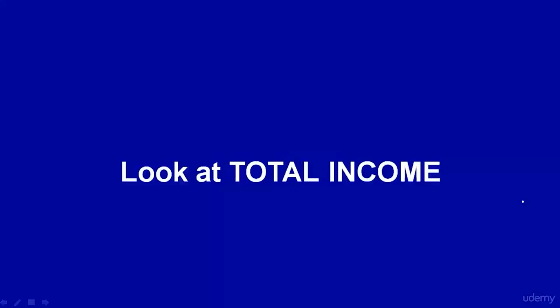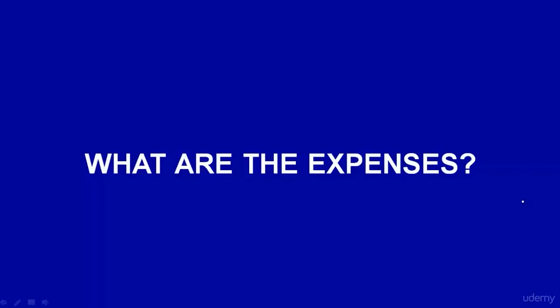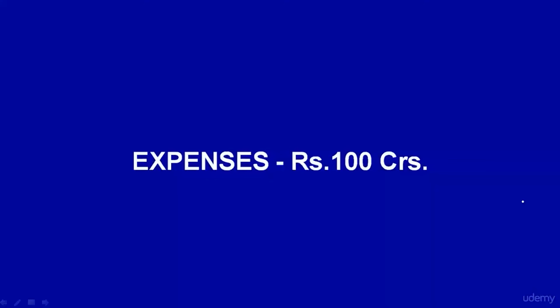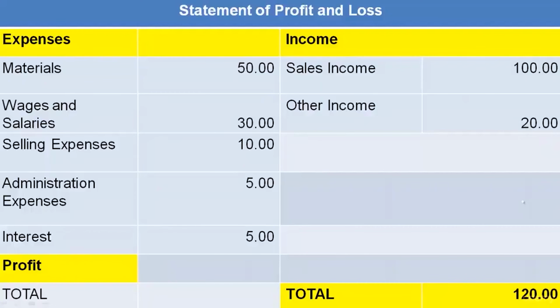Let's see. Look at the total income. It's 100 plus 20, so it's 120. What are the expenses? We have various expenses: material, wages, selling, admin, interest, fine. And the total of expenses 100 crores. So what is their profit now? Look at here, profit is 20 crore. That is income of 120, expense of 100, and profit is 20. And the total here is 120.